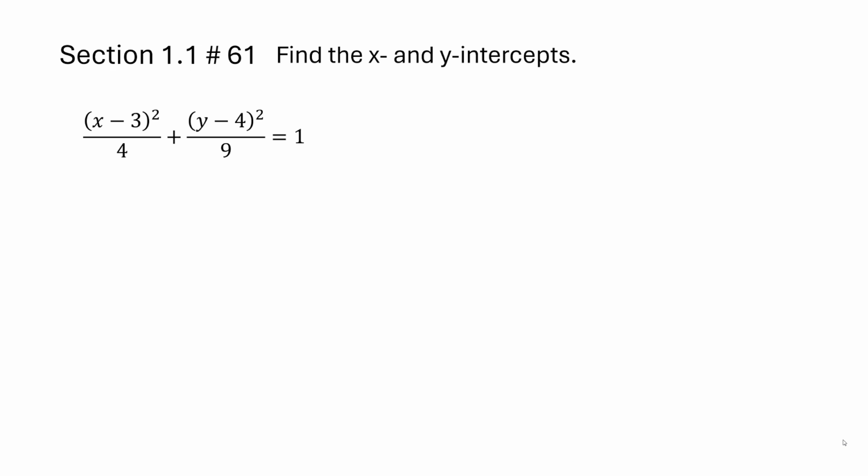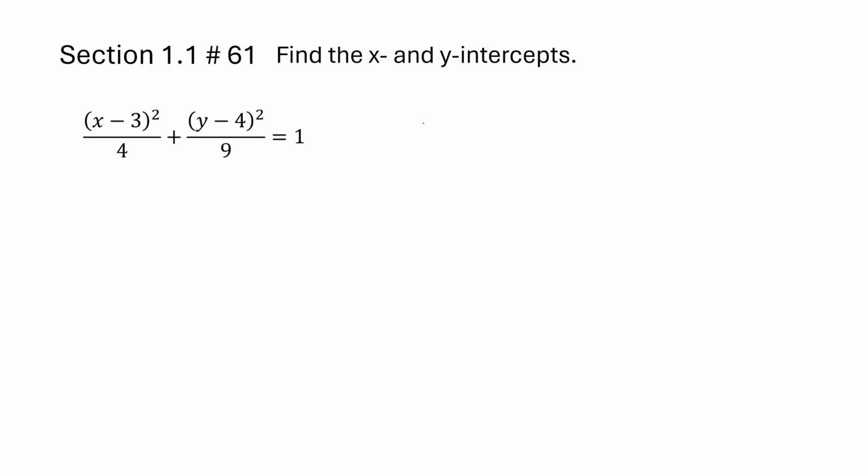Okay, so this is section 1.1, number 61. You're supposed to find the x and y intercepts for this equation. To do that, just like you've been doing on the other problems where you find the x and y intercepts, you need to replace x with 0 in order to find the y-intercepts, because x will be 0 when you're on the y-axis.